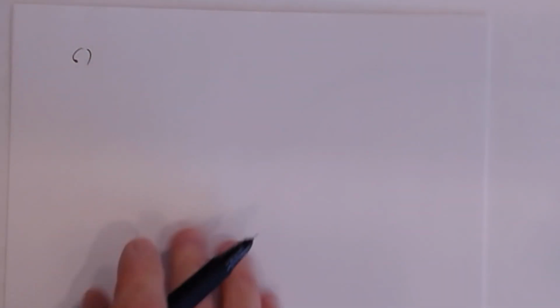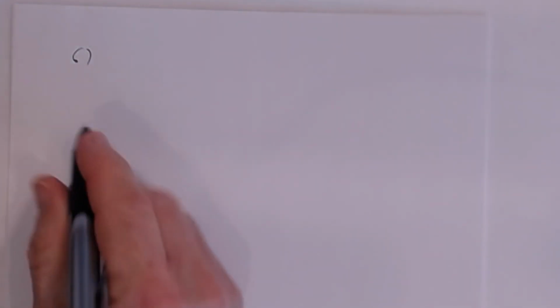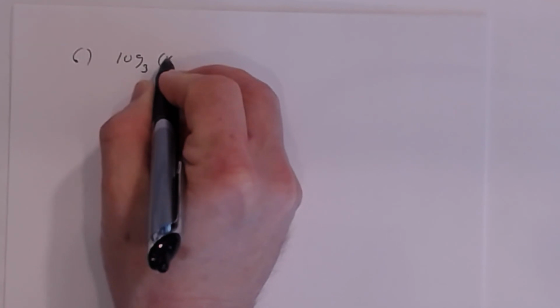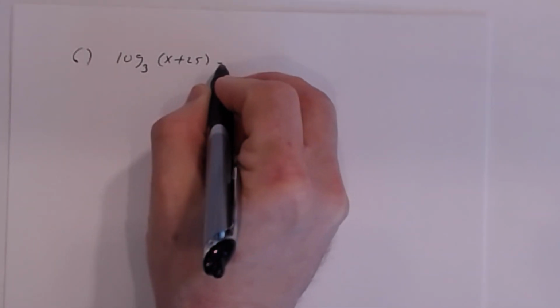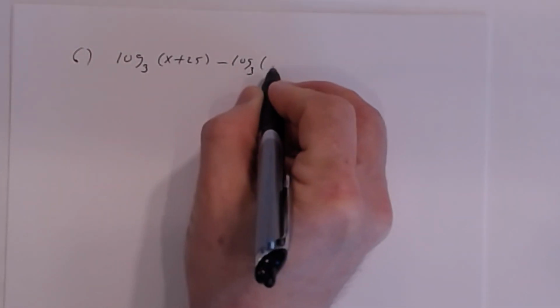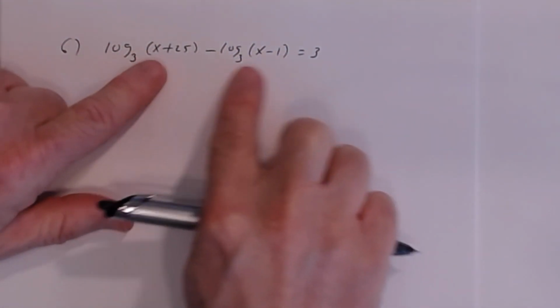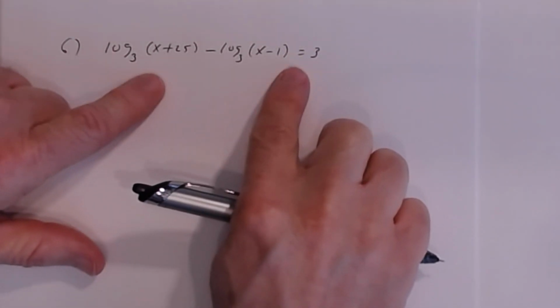So let's look at another one. So let's do number 6. So number 6, let's do a subtraction. Let's suppose we had the log base 3 of x plus 25 minus log base 3 of x minus 1 equals 3. All right, so remember, I can see you have this log equation.